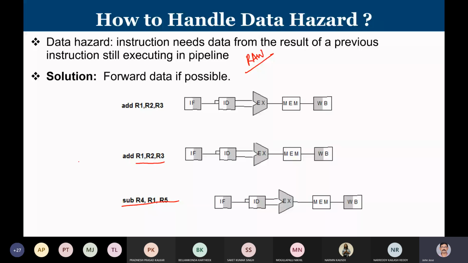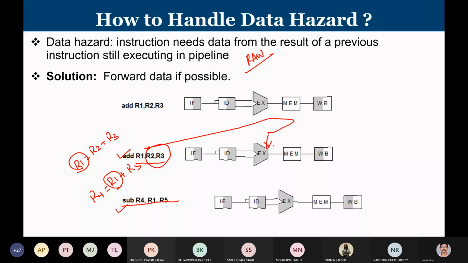So what happens here is, I am going to compute R1 equal to R2 plus R3, and here it is R4 equal to R1 plus R5. So R1 is the criterion. Only if R1 is produced by the add instruction can the subtraction instruction proceed. Now the question is, do you really need R1? Actually, we don't want R1. We only want the result of R2 plus R3. And where is it available? It is available in the pipeline register after EX, which stores the result of R2 plus R3. Subsequently, that is going to be written to R1 in the WB stage.